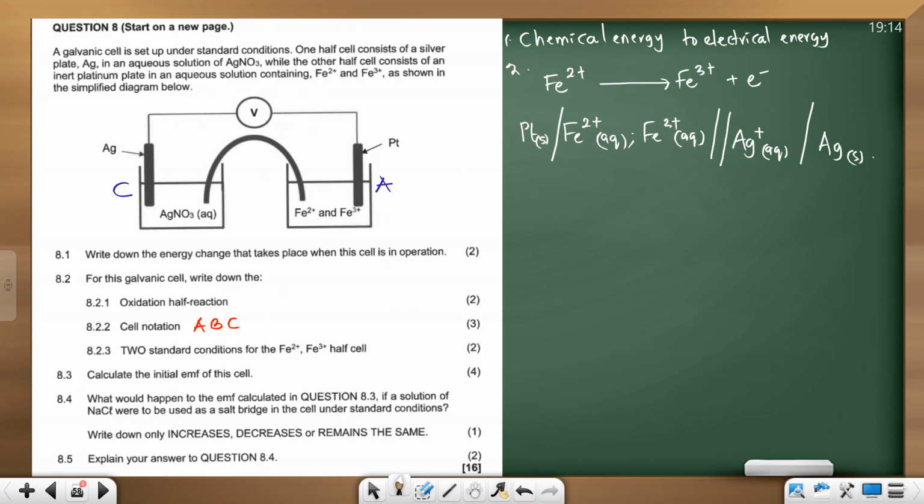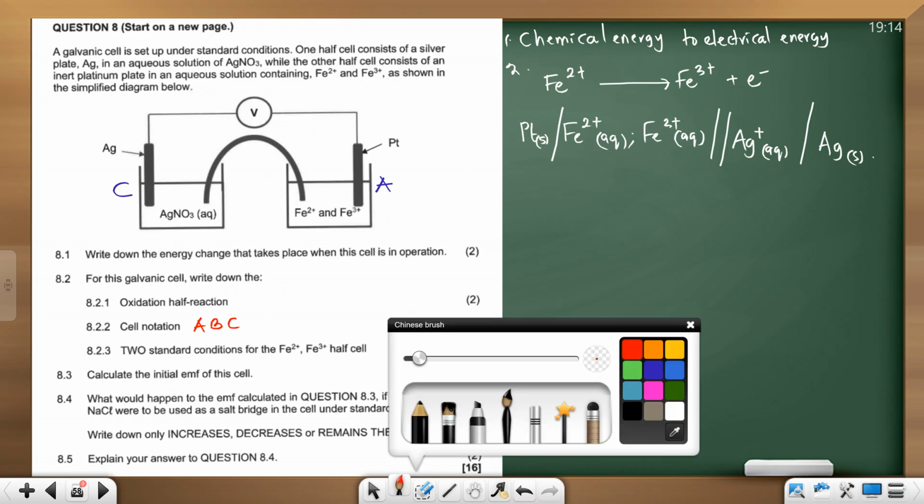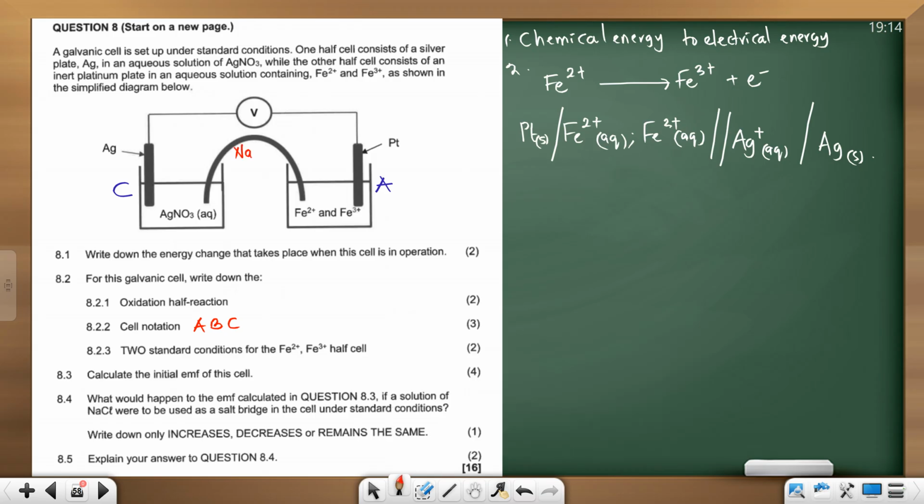Moving quickly. Now, what would happen to the EMF calculated in question 8.3 if a solution of sodium chloride were to be placed in the salt bridge? Come with me. Let's put sodium chloride here. Remember, we have Na plus and what? The plus are called what? Cations.